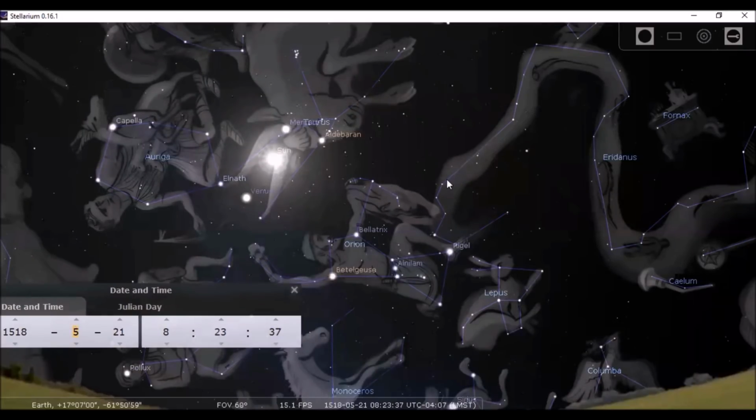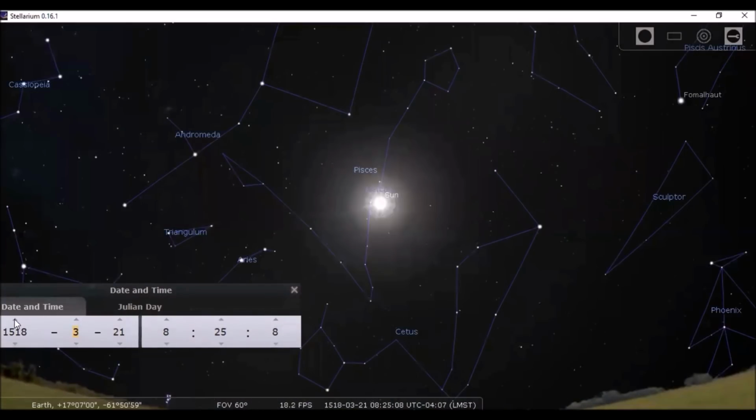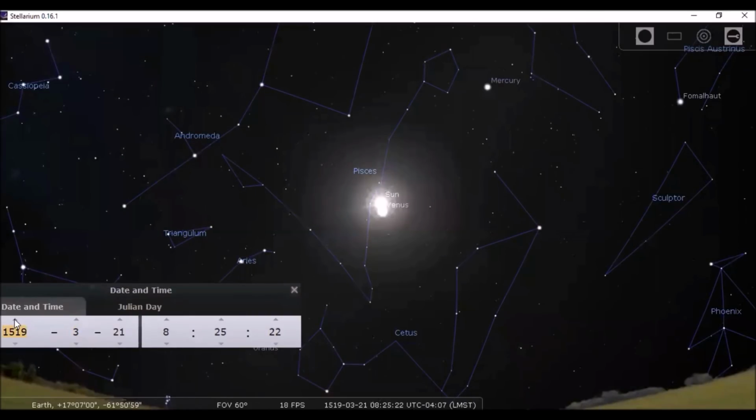Okay, the next month, which is June the 21st, you see the sun right in the center of the constellation known as Pisces. Let me show you what I'm speaking of. Let us just say in the year 1590, the year after, okay, the 21st day of March, we see the sun basically at the same spot.